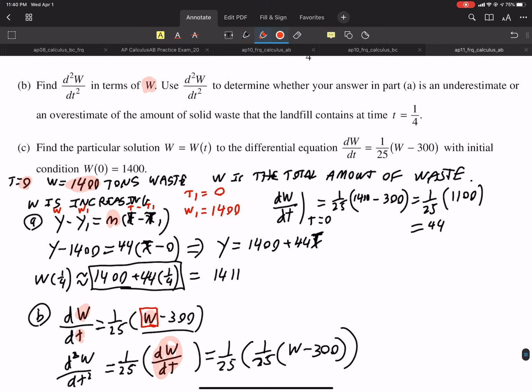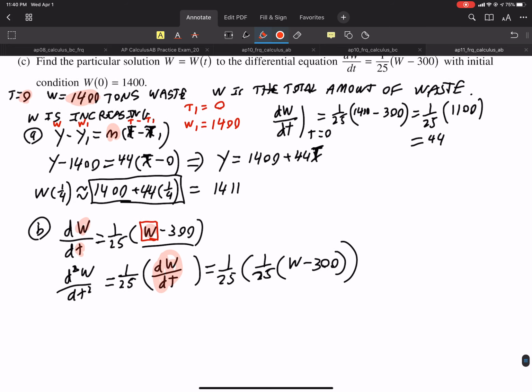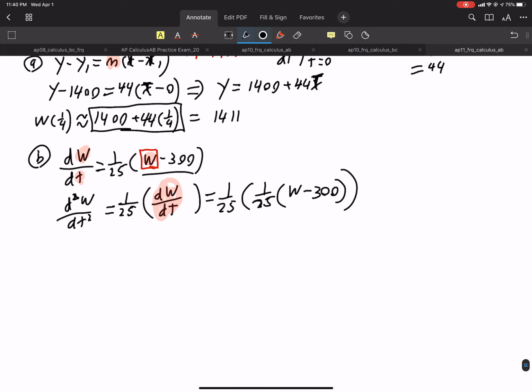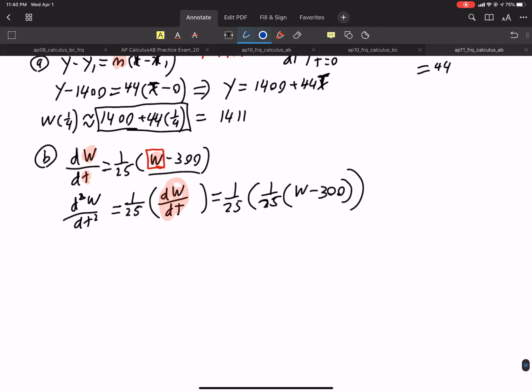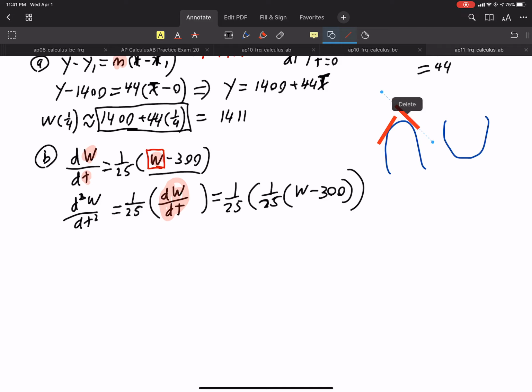Now, they want to know if it's an under or overestimate of our tangent line. This is part of your justifications. You should know this. A tangent line approximation is based on the shape. So if it's concave down, that tangent line's over. If it's concave up, that tangent line is under, and this tangent line, clearly the tangent line's under if it's concave up. So that's your logic.